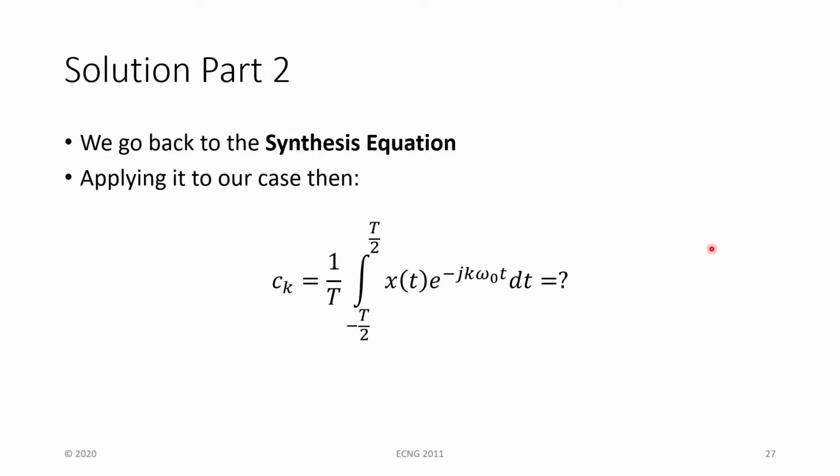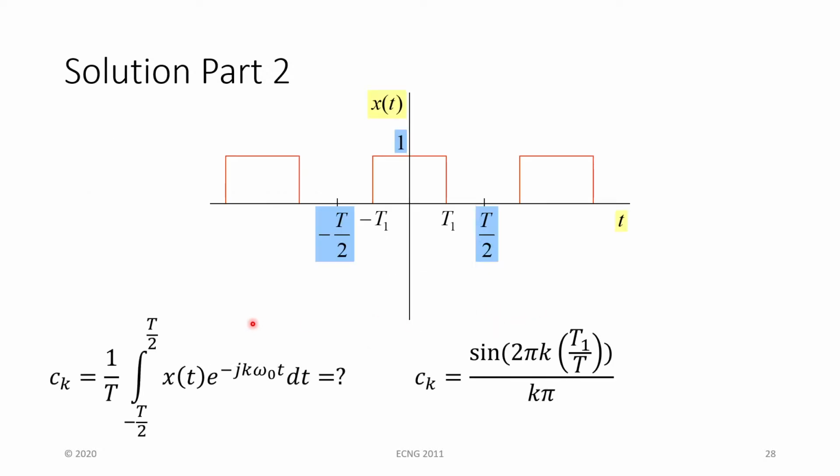So we'll go back to the CK equation here, and if we apply it to our particular case with the exponential form, if we integrate this equation with respect to the exponential form, for any general square wave which has a set period, the CK equation will resolve into sine of 2 pi k t1 divided by t, all divided by k pi.